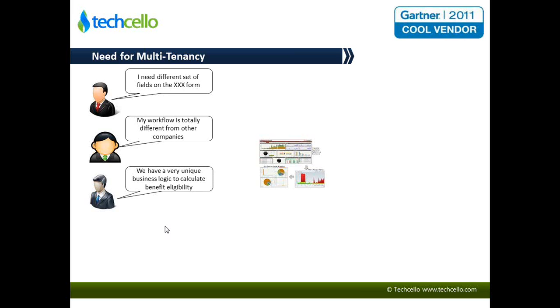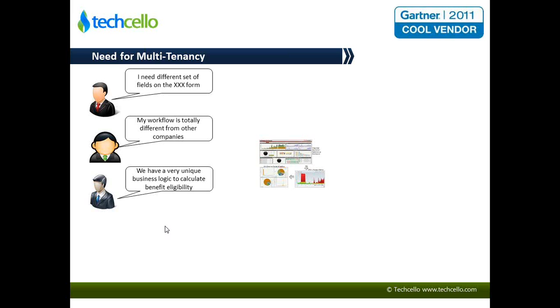The third scenario could be another customer coming in and saying that the business logic that you are using, for example, to calculate benefit eligibility, it could be anything, right? It could be the number of leaves available for an employee. It could be a sales commission logic. It could be any logic in the product. But the customer comes and says that the way we do it is completely different.